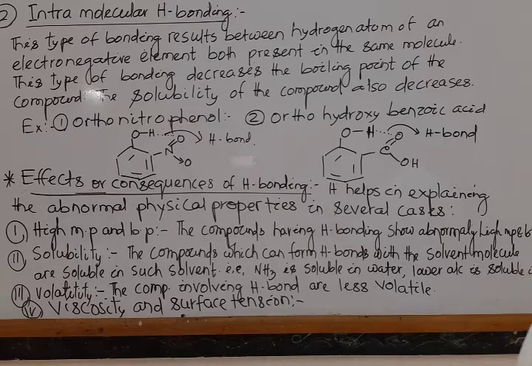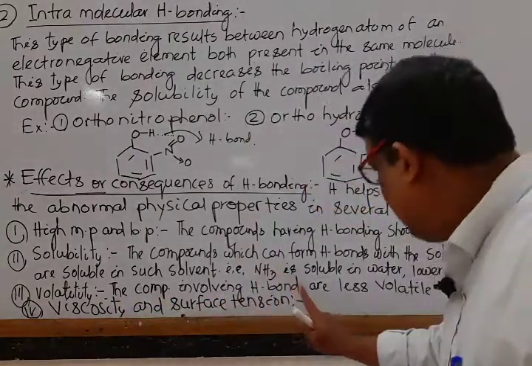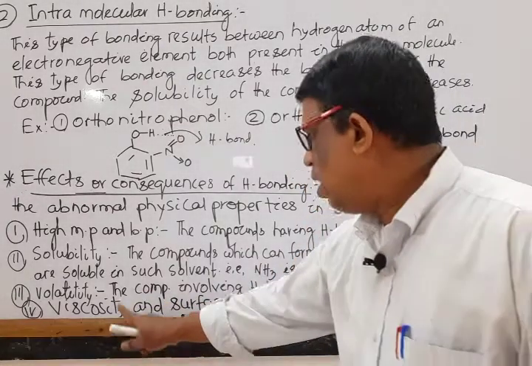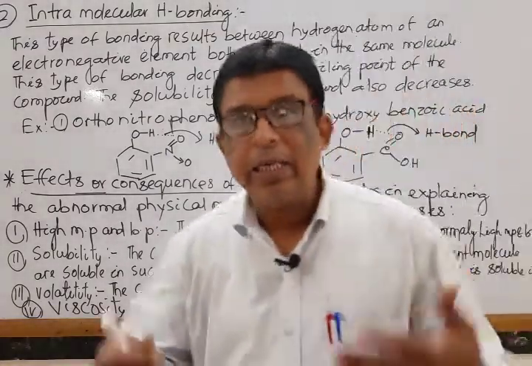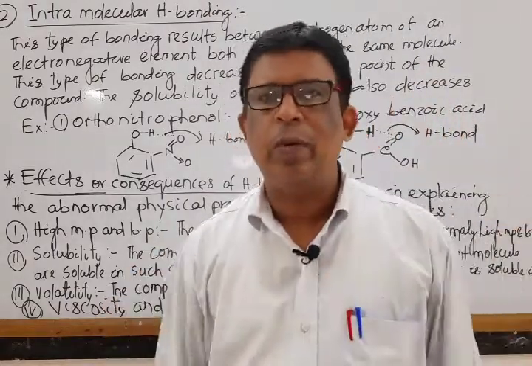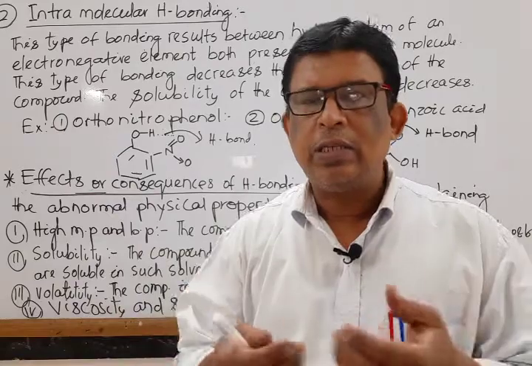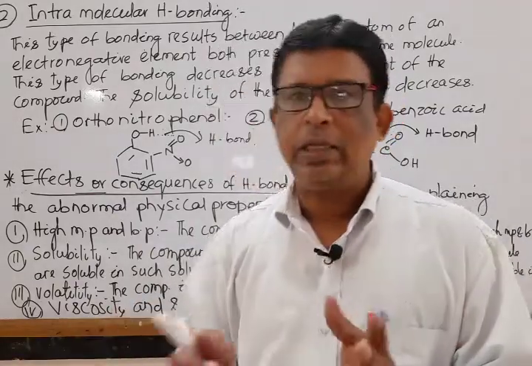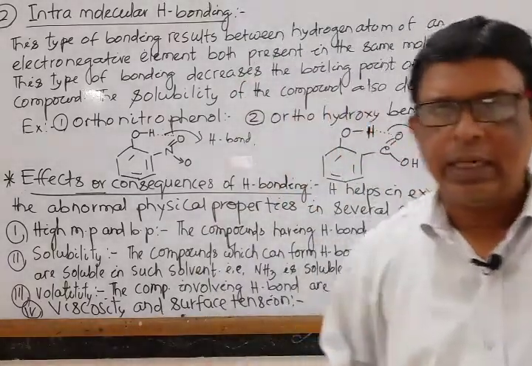As we know, compounds involving hydrogen bonding between different molecules possess a high boiling point. That means compounds involving hydrogen bonding are less volatile. And the last one is viscosity and surface tension. That means the higher the magnitude of hydrogen bonding, the higher the magnitude of van der Waals force, and then the higher the viscosity. What is viscosity? The flowing capacity, the fluidity of the liquid, decreases. So we say viscosity increases.